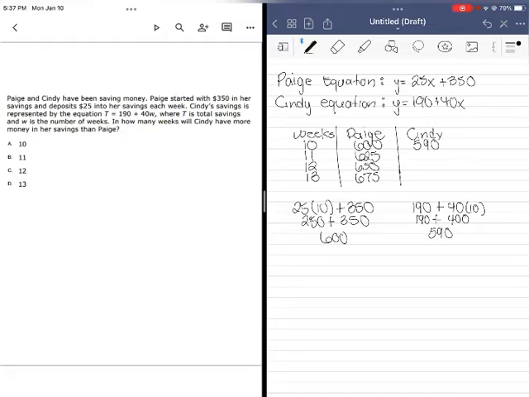Now let's find out with Cindy. Same thing, we're going to use our slope. Cindy's slope is 40. So if we do 590 plus 40, we're going to get 630. Okay, so since we got that one, let's compare it to Paige.